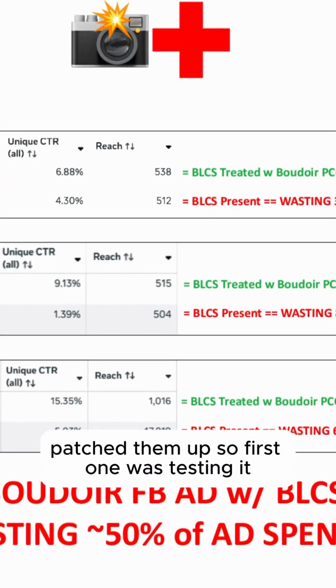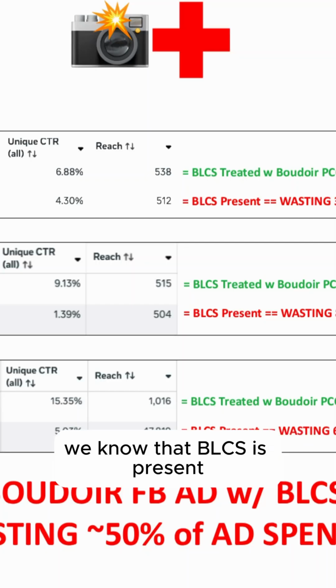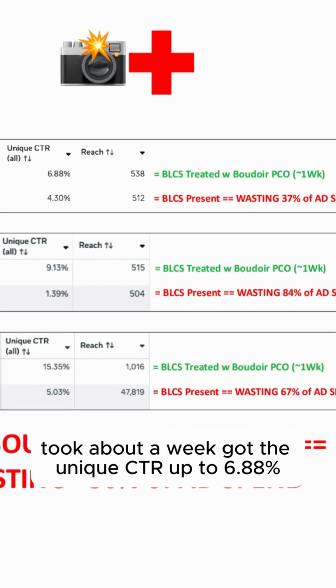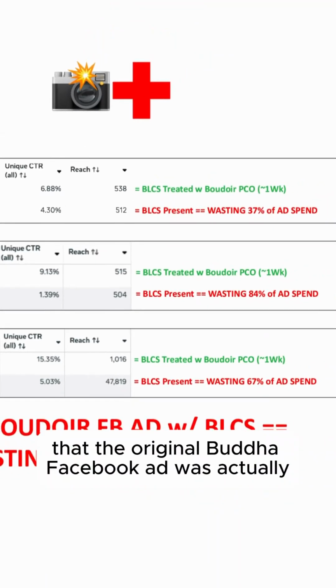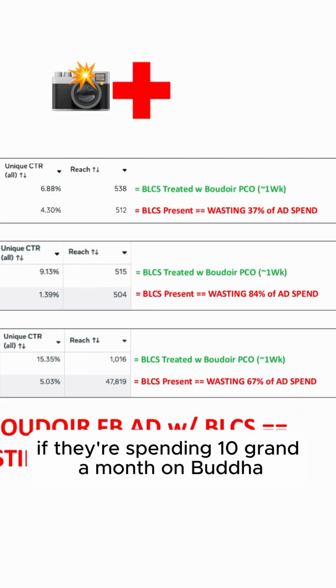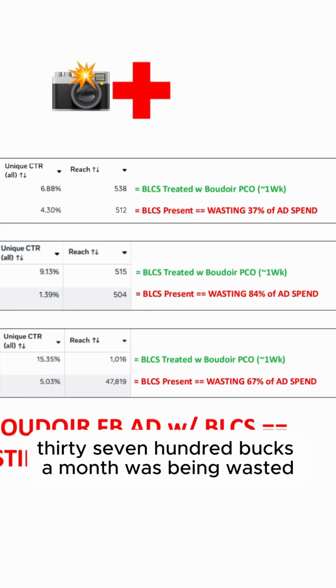So the first one we tested, we found out unique CTR was 4.3%. Okay, when unique CTR is under 6%, we know that BLCS is present. So we duplicated, treated with Boudoir PICO, took about a week, got the unique CTR up to 6.88%. So we found out that the original Boudoir Facebook ad was actually wasting 37% of ad spend. So if they're spending 10 grand a month on Boudoir Facebook ads, 3,700 bucks a month was being wasted.